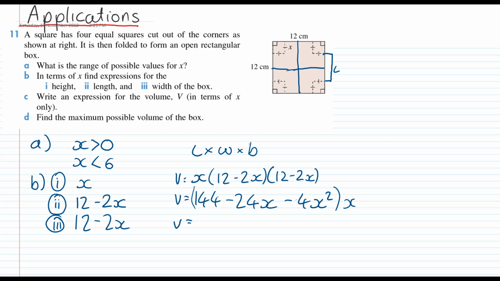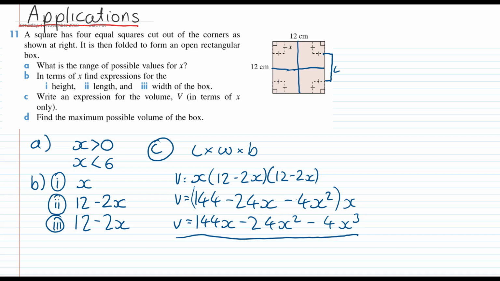So our volume equals 144x minus 24x squared minus 4x cubed. And that's what we're trying to maximize. So that's the answer to C, and that tells us the equation we're trying to maximize. So now we've got an insight into D, which is maximizing the answer to this equation.